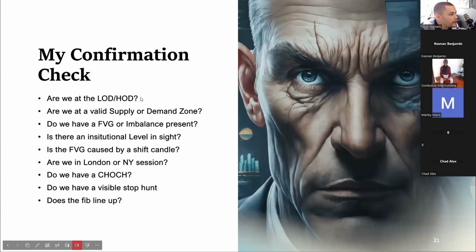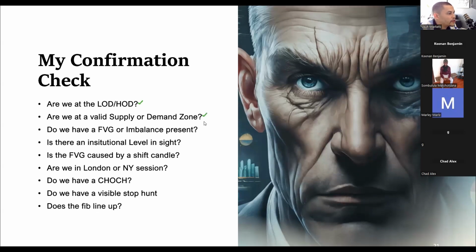Then basically what happens is, this is how I check them off. So are we at the high and low of the day? Yes. Are we at the supply and demand zone? Yes. Do we have a fair value gap or imbalance present? Yes. So that obviously confirms for the bigger time frame. Then also, do we have an institutional level in sight? Yes or no? Maybe, right? This doesn't always have to line up if you have other things lining up. Then also, do we have a fair value gap present that was caused by a shift candle? Yes. Are we in session? Very, very important. Yes or no? Do we have change of character? Yes. Do we see a stop hunt? Yes. Does the fib line up? Yes.